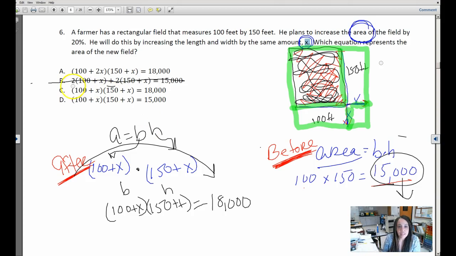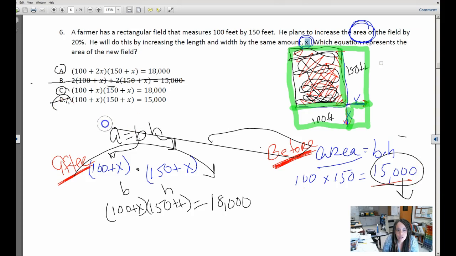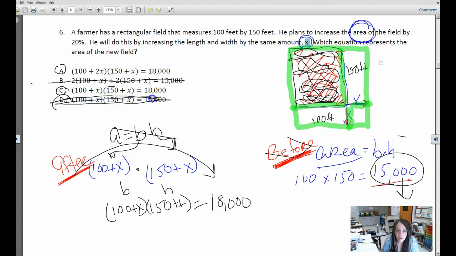So now I can go back and see which one of these scenarios, A, C, or D, makes the most sense. And here is pretty obvious, but if you're not paying attention. So here you may have chosen answer choice D if you didn't, oh my God, pen, stop. You could have chosen answer choice D if you did not know that you had to go and take this 15,000 and make it into the 18,000, all right? So answer choice D is not correct because that has 15,000 on the end. That was the original value or area of the farmland.